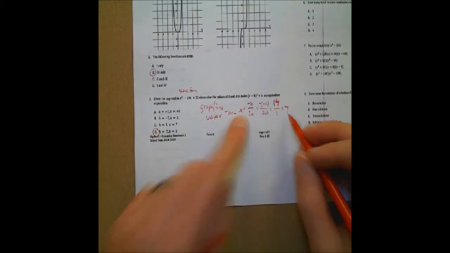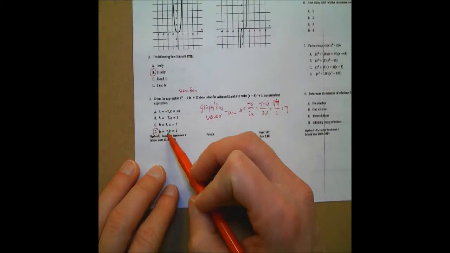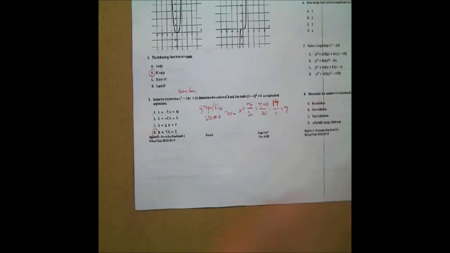Well, the only one that has positive 7 as the x-coordinate for the vertex, as the h there, is letter D. So it's got to be letter D, right? You can just stop right there. You don't have to find the y value. Okay? Questions on 1, 2, or 3 so far? Questions on 1 through 3?